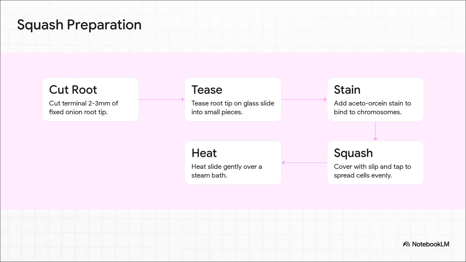Well, we use a specific squash preparation, usually with onion root. We cut just the terminal 2 to 3 millimeters of the root because that's where the growth is most rapid. We tease the tissue apart, and then, this is the crucial step, we apply a stain called acetoorcein. You absolutely need this specific stain because it actively binds to the chromosomes, which makes them pop under the microscope. Finally, we squash the tissue firmly under a cover slip to get a nice single layer of cells and apply some gentle heat to set the stain.